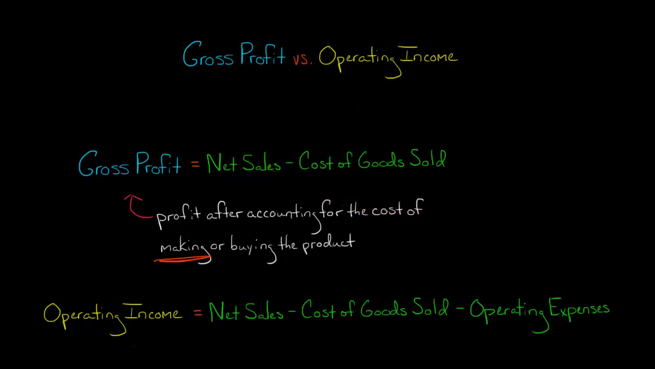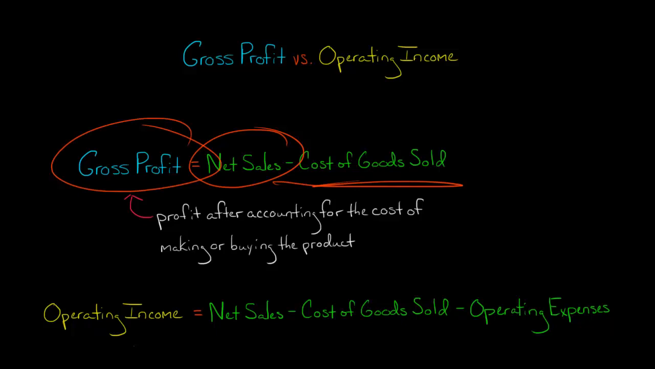If the company's a retailer, however, cost of goods sold will reflect the cost of buying the product from a manufacturer. Now notice it says net sales instead of sales. You always want to use net sales to calculate gross profit because net sales has deducted sales discounts, sales returns and allowances, okay? So you want net sales minus cost of goods sold, that's your gross profit.